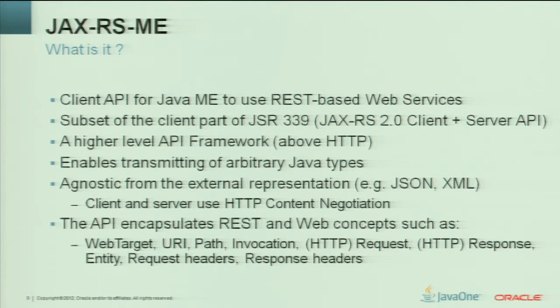The client and the server negotiate over HTTP content negotiation on a common, understandable set of representations. So basically the client asks the server what it can provide, and tells the server the capabilities it can support, and then they agree automatically on what language they speak. And we are encapsulating REST and web concepts like URI and path, and we had that before.